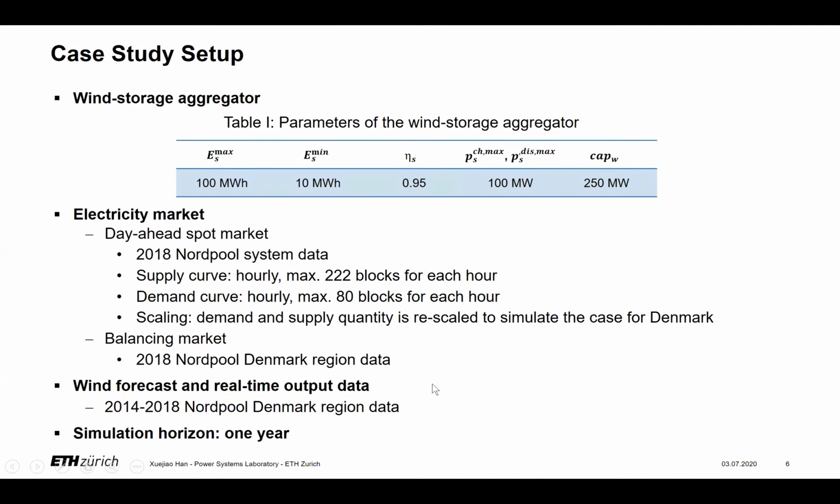Before showing you some results of the deterministic formulation, I would like to quickly walk you through the case study setup. Table 1 shows the wind-storage aggregator's parameters we use for the simulation. For the electricity market data and wind forecast and output data, we use the ones from the Denmark region, the Nord Pool system, and the simulation horizon is 1 year.